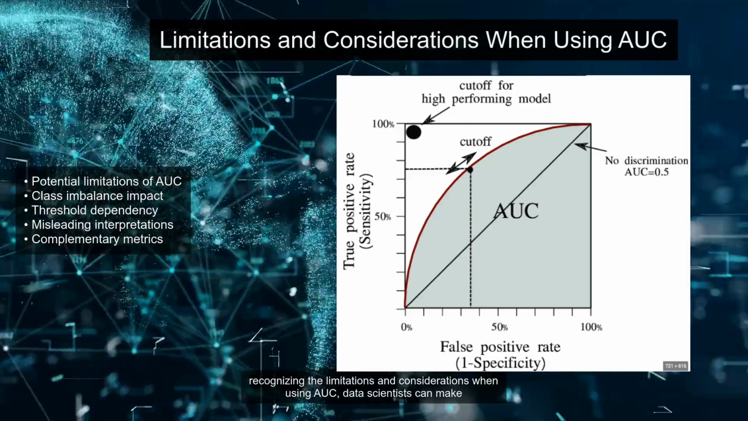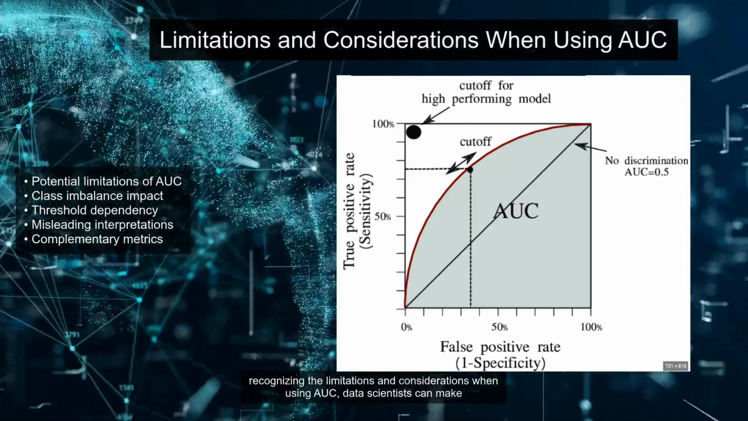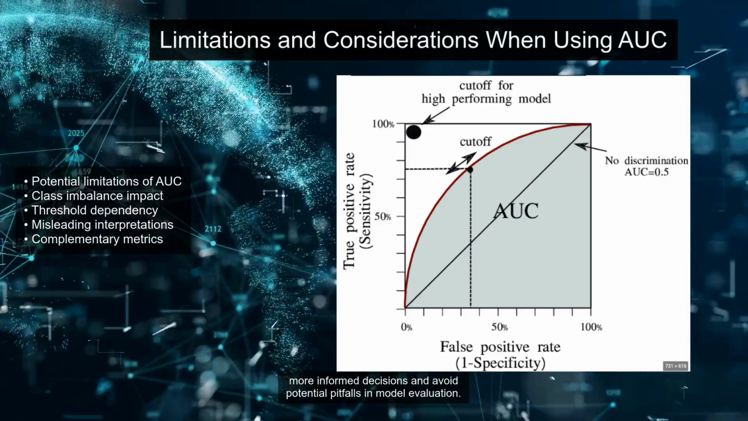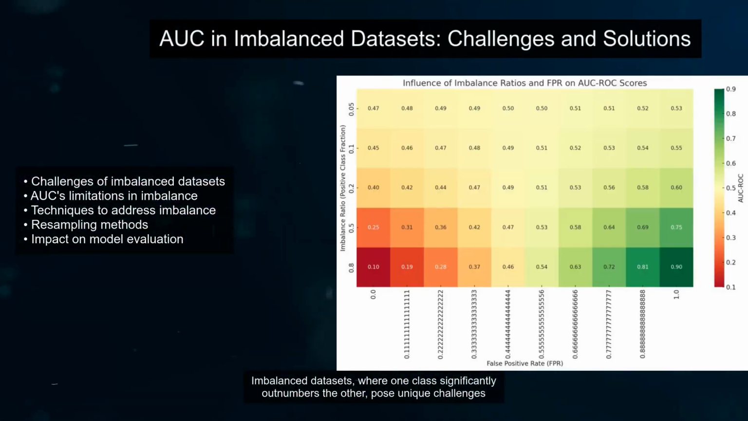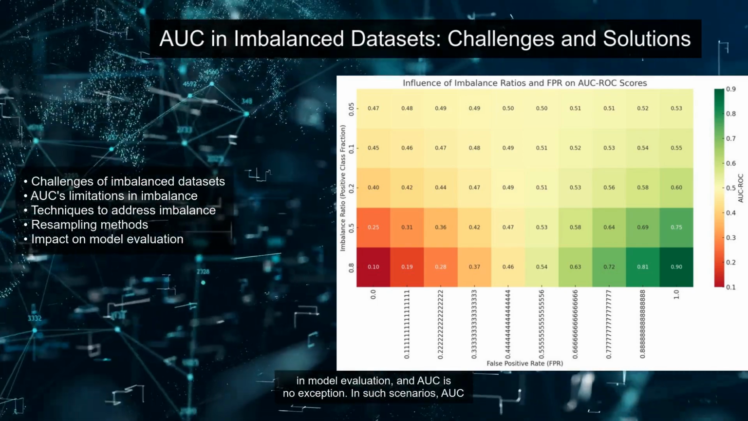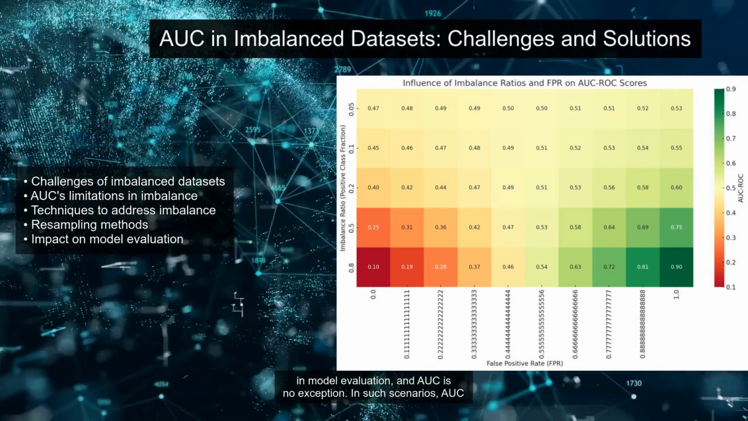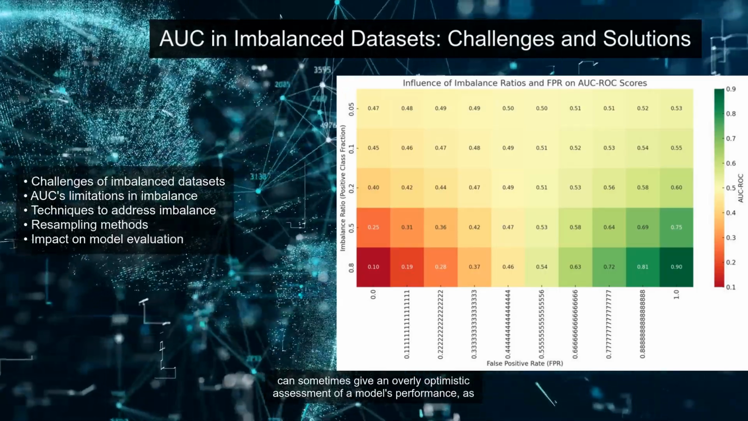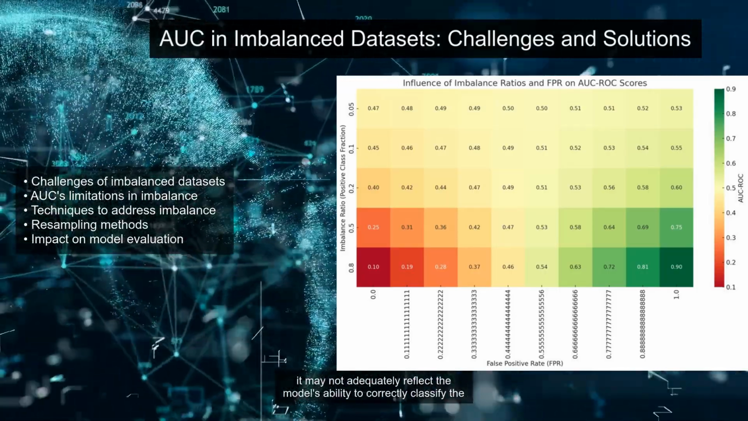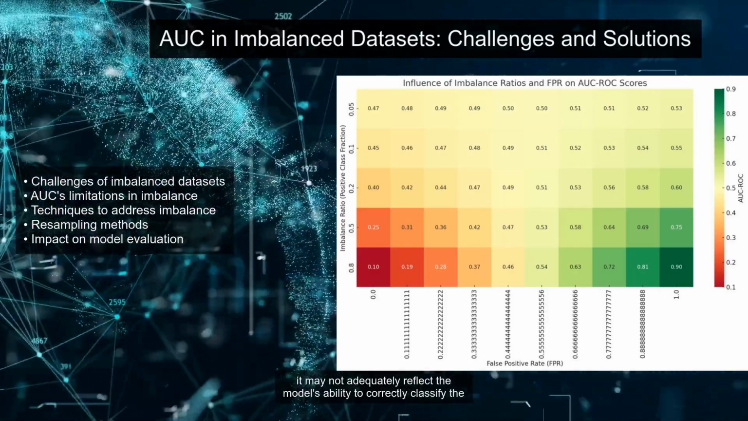By recognizing the limitations and considerations when using AUC, data scientists can make more informed decisions and avoid potential pitfalls in model evaluation. Imbalanced datasets, where one class significantly outnumbers the other, pose unique challenges in model evaluation, and AUC is no exception. In such scenarios, AUC can sometimes give an overly optimistic assessment of a model's performance, as it may not adequately reflect the model's ability to correctly classify the minority class.